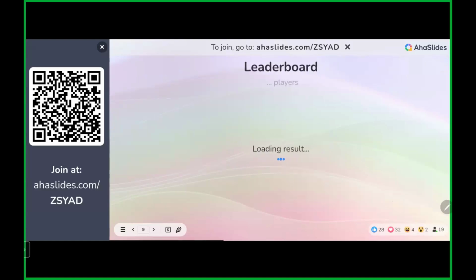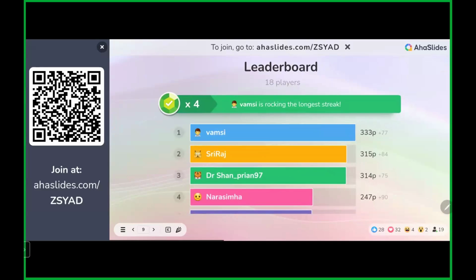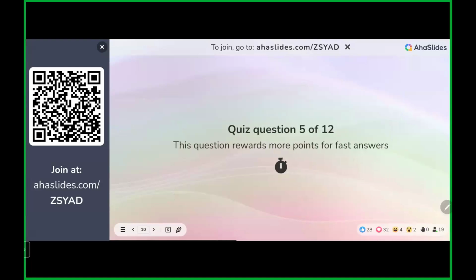Let's see the leaderboard. So after 4 questions, we have Vamsi leading with the longest streak so far, followed by Sriraj, Dr. Shan, and Narasimha. Sriraj and Dr. Shan, I guess, are new contestants. So it's good to see new people coming up and bagging top 3 places. Shall we move on to the next one? Yes, sir.